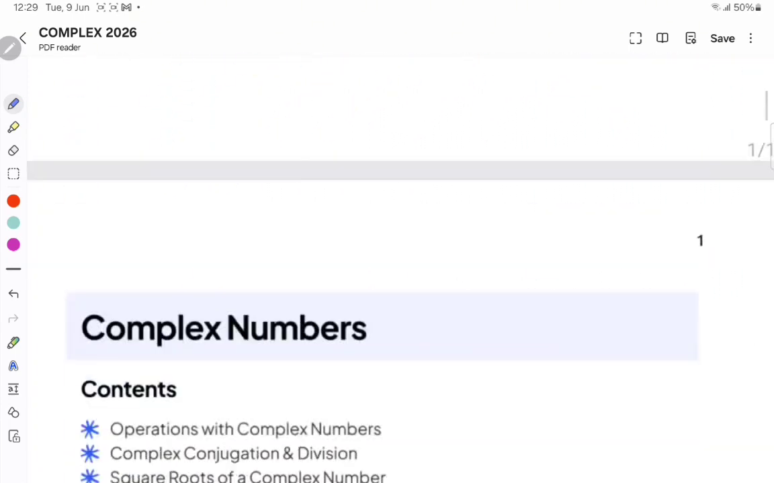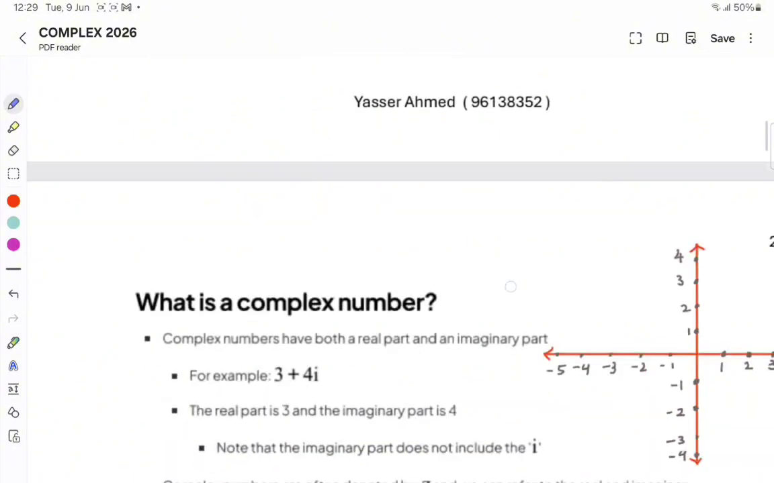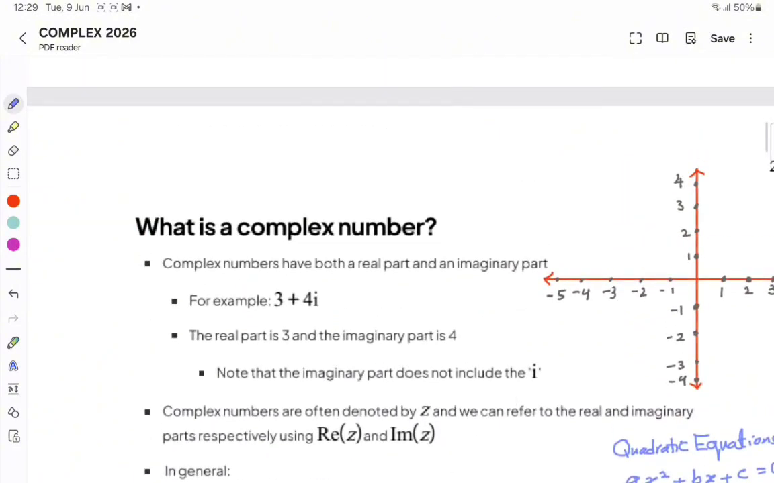So now, what is the meaning of a complex number? Complex numbers are a set of numbers which contain both real and imaginary parts, and we denote it by z equal x plus iy, where the real part is called x, and the imaginary part is only y.